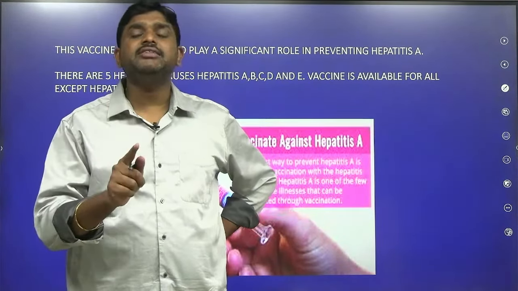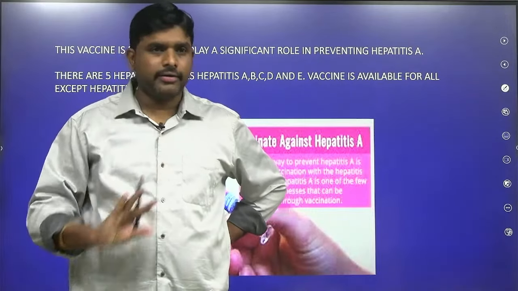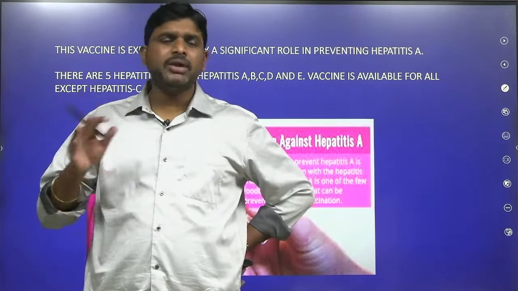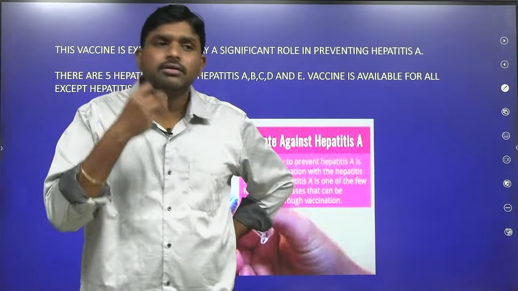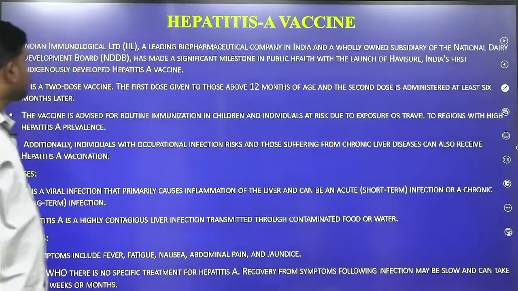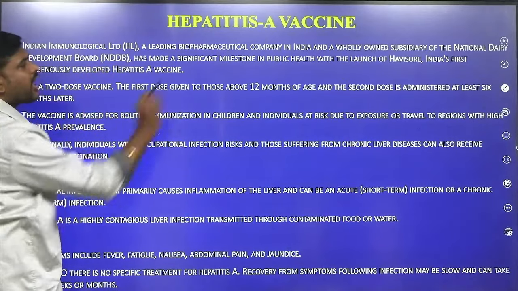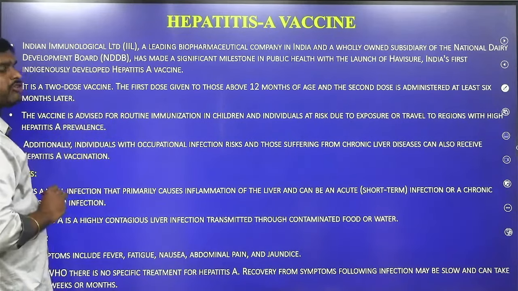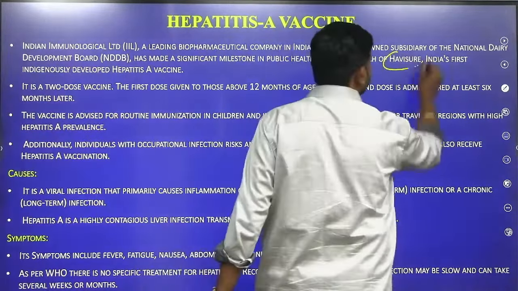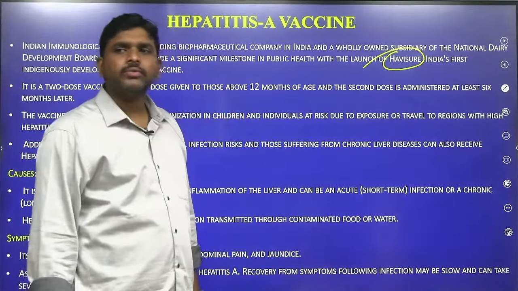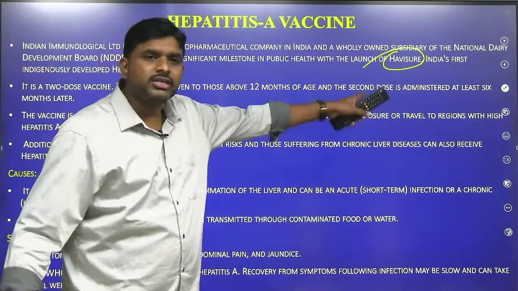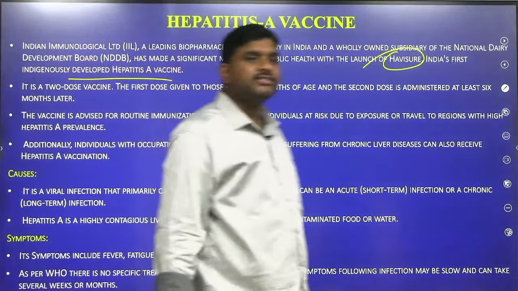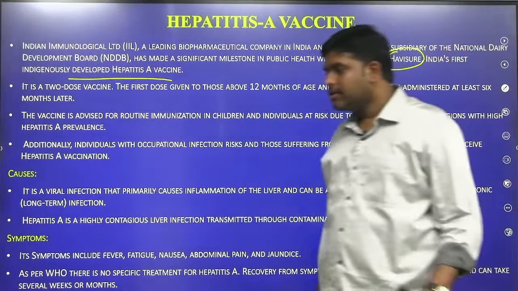Hepatitis A is the disease which is foodborne. Mainly the disease will enter into us by food. There are varieties A, B, C, D, but A is mainly foodborne. Indian Immunologicals Limited, under the National Dairy Development Board, has made a significant milestone in public health with the launch of Heviishure, India's first indigenously developed hepatitis A vaccine.